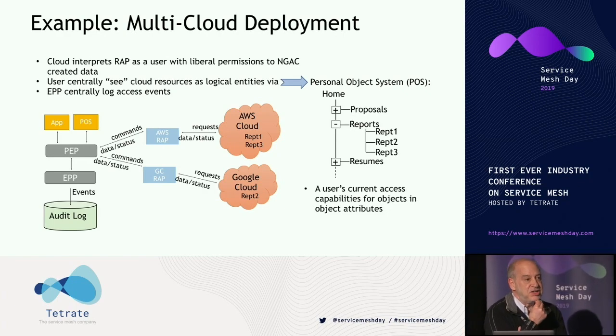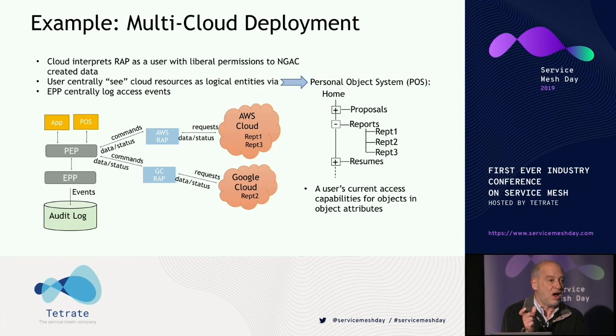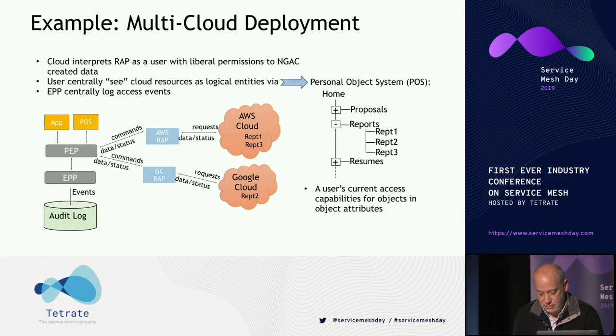The EPP generates, remember I said it generates, an event context for objects, and objects are logical entities that may span clouds and on premise, but the point is that we can centrally use that information for a central audit across multiple clouds.